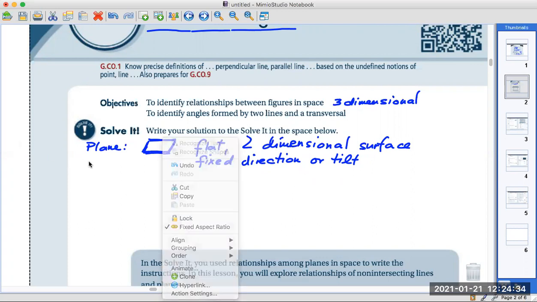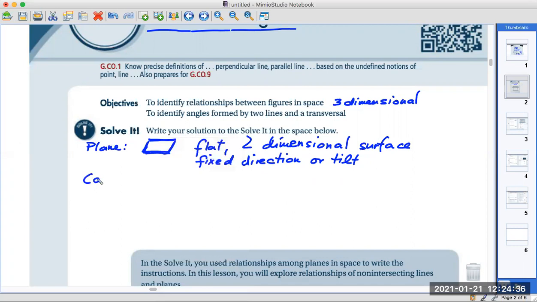Coplanar, the word coplanar, is two things that are in the same plane. Items, or whatever we're talking about, lines, points, items that are located in the same plane, or on the same plane, I should say.